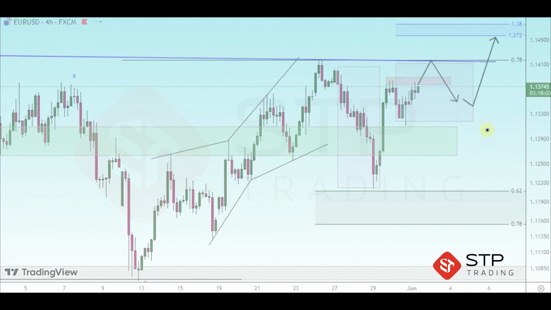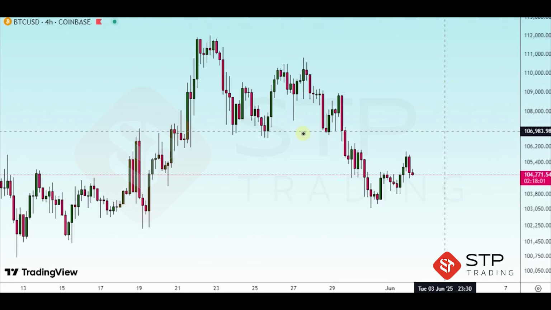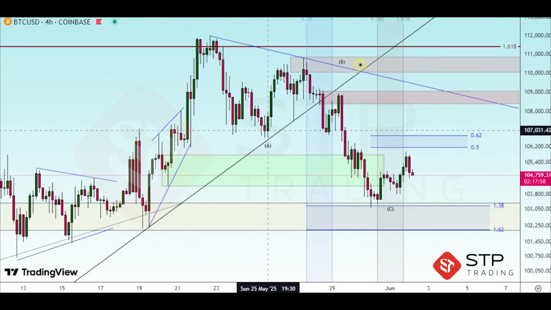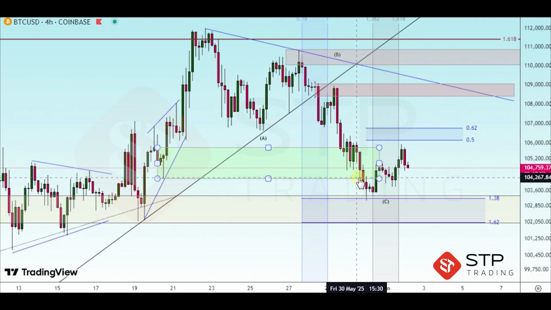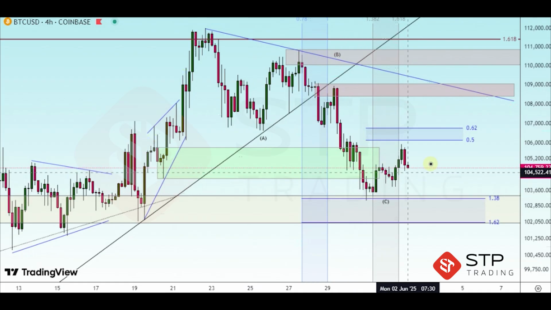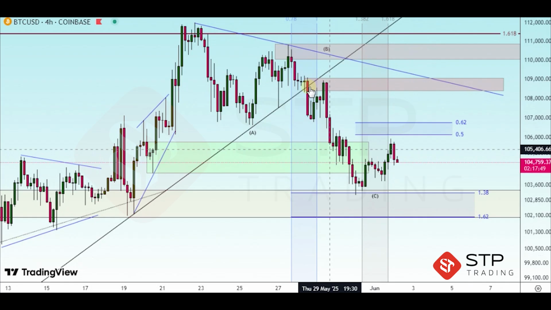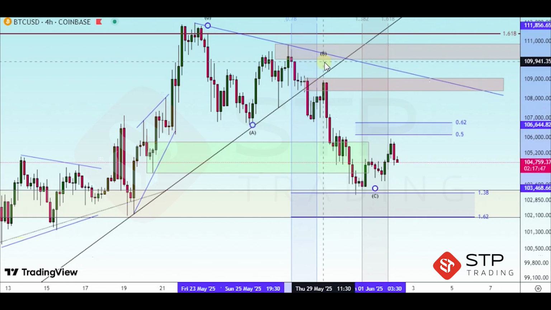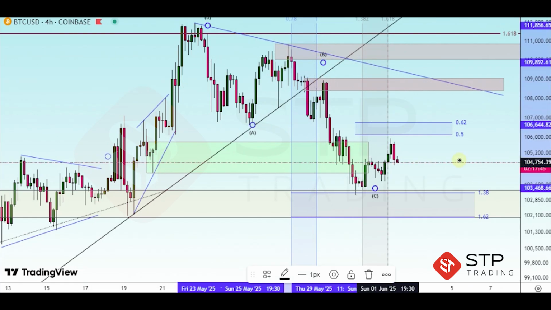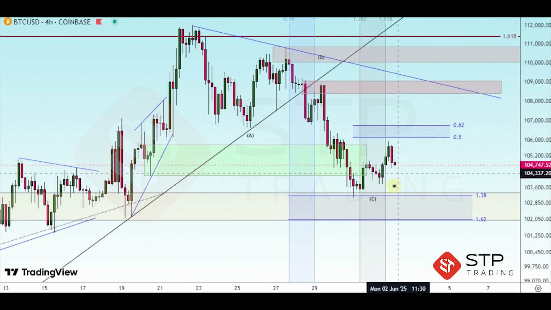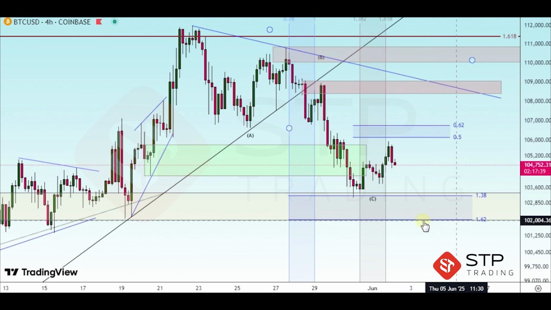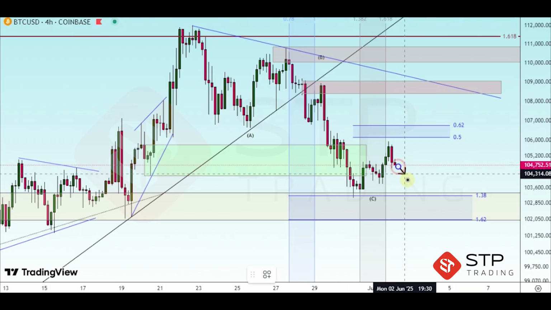On the Bitcoin chart, following the break of a long-term trend line, the price was able to move beyond the green support zone. The ABC pattern, as we have marked, may still play out as either a 3-wave or 5-wave structure. As long as the price doesn't break above the 162 level, we might continue to see a corrective and sideways trend in this area.